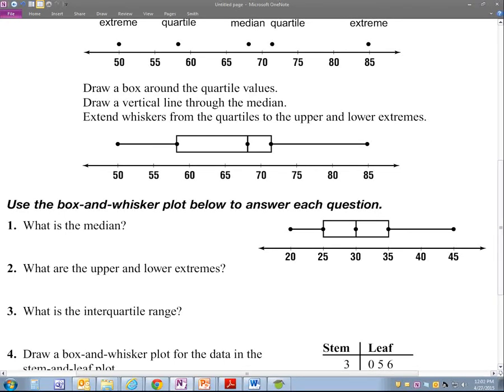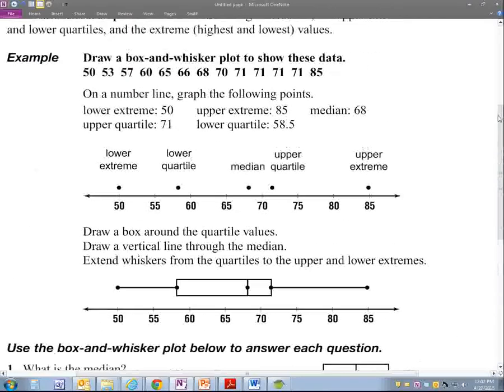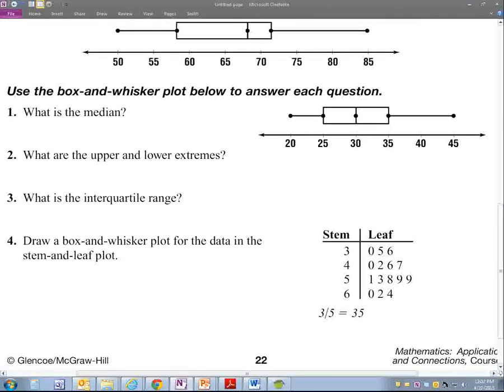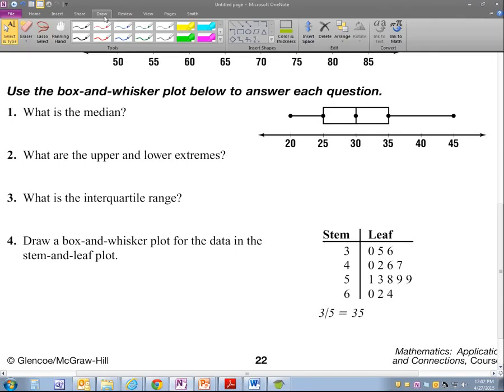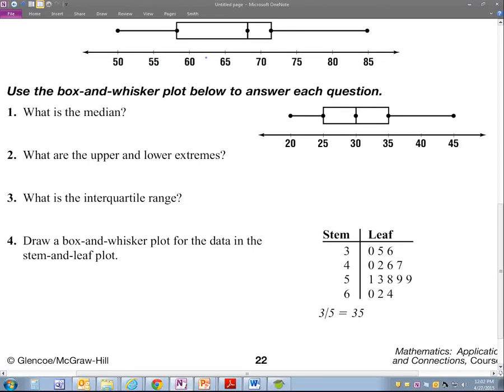Oh, I just realized I used this rather than the other one. Use the box and whisker plot below to answer each question. So what is the median on this one? Someone raise your hand. Avery. 30. It is 30. The median is 30 because it shows right here. That's where the line is, and it actually looks right in the middle of the box too.